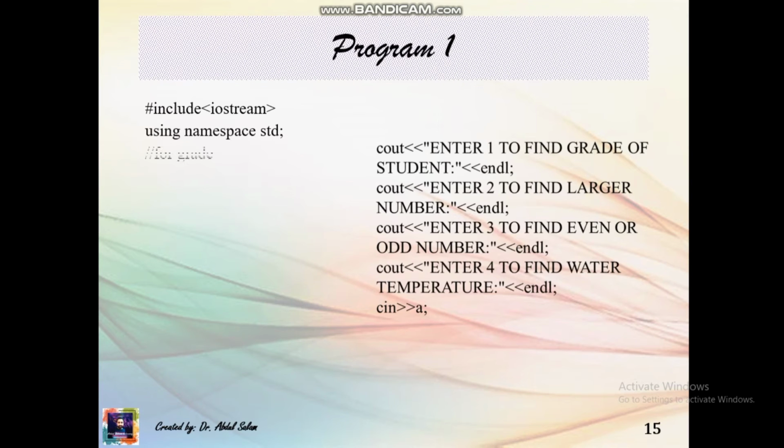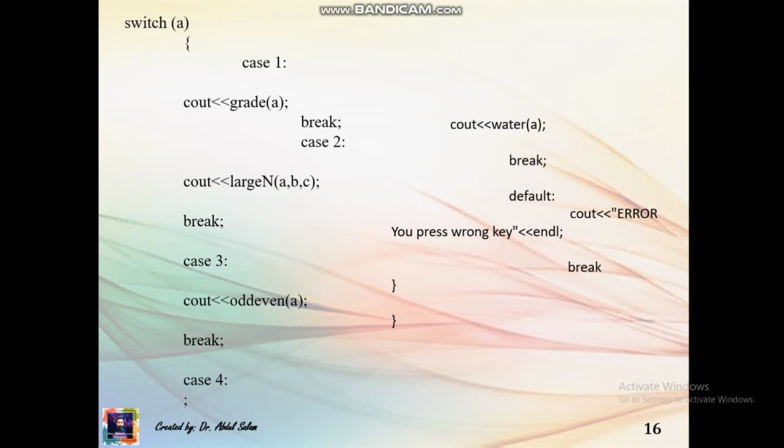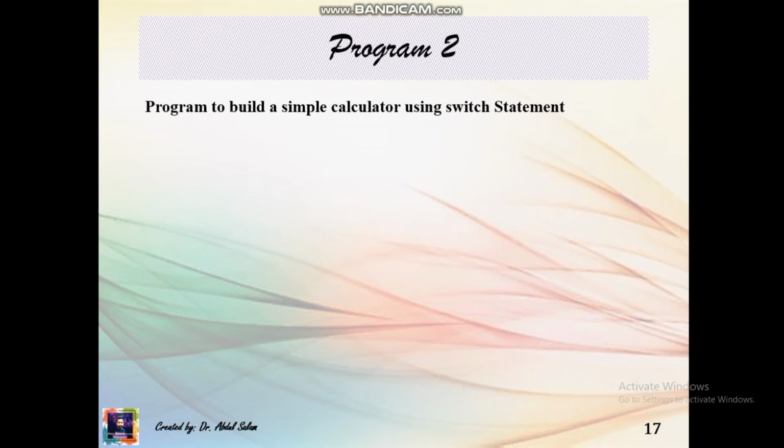Okay, so here is the program. You can see include iostream, using namespace std. For grade I have used int grade. For the larger number I have used int largen, and as I am using three values, the largest number amongst the three numbers, I am using int three times. For odd or even number, int evenodd. For water condition I am using int. Similarly, the main function, initialization, then cout grade, largen, cout evenodd. It was the example of the switch statement.